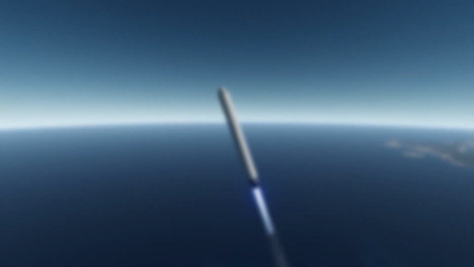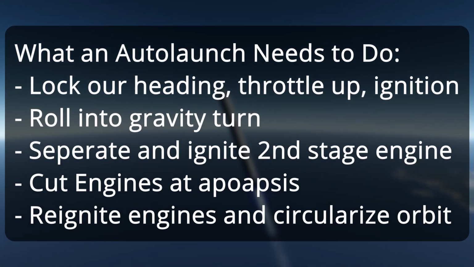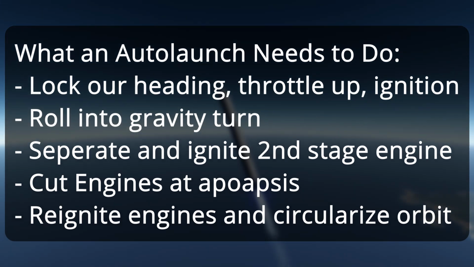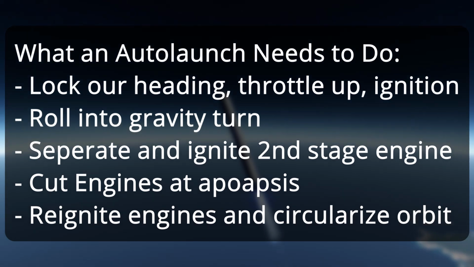So to start off, what do we need to get into orbit and in what order? Well, let's first list out everything that needs to happen. We need to throttle up and lock our heading vertically and activate our first stage. Then we need to roll over in an eastward direction and start our turn maneuver. And then after that, we need to separate spent stages and ignite the next engines. And then cut off our engine and wait till we're at our apoapsis. And then once we're at our apoapsis, reignite our engine, do our circularization burn, and then cut our engines off again once we're in our final orbit.